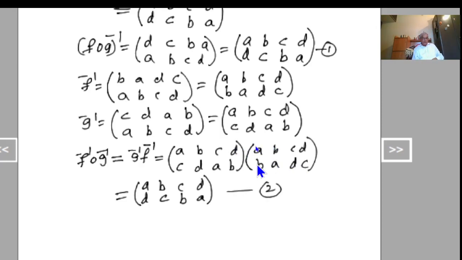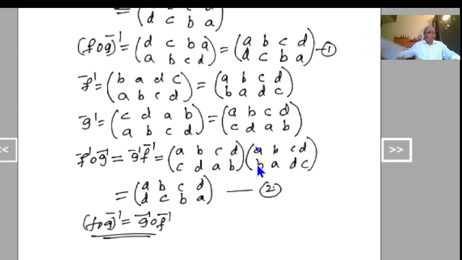Now here we can observe that the right hand sides of 1 and 2 are the same. This is because we know that (F o G) whole inverse can be written as G inverse composition F inverse. Okay, this result we know. Next I will go to one more example.